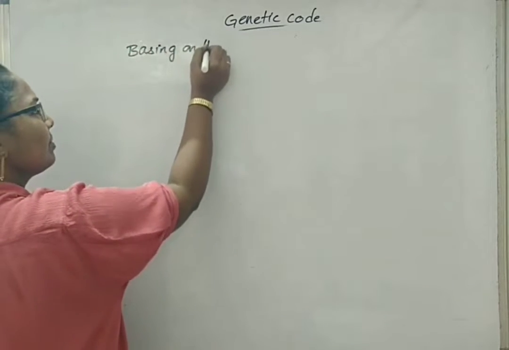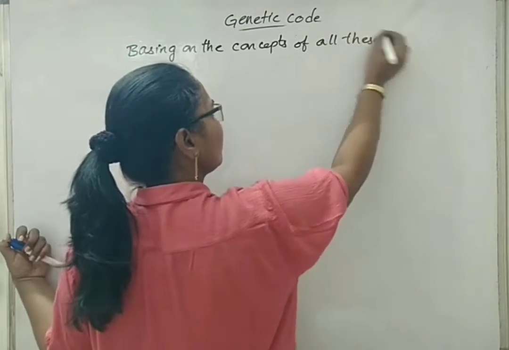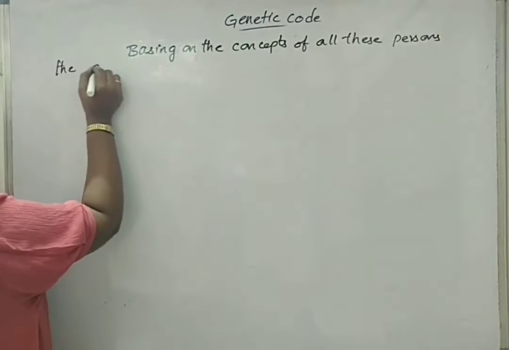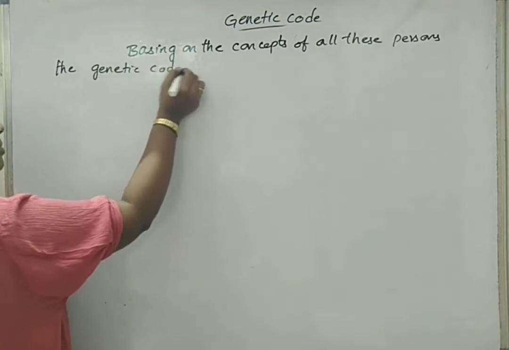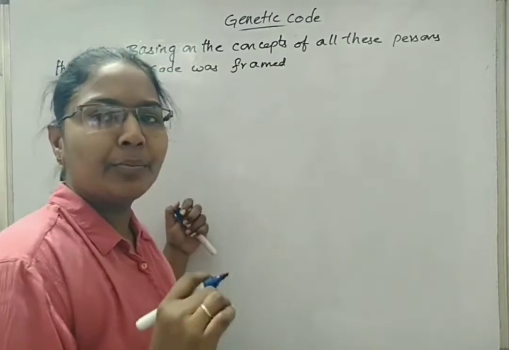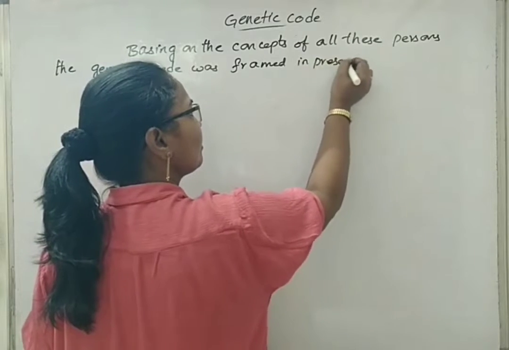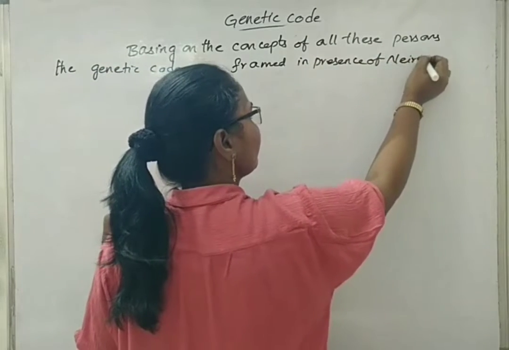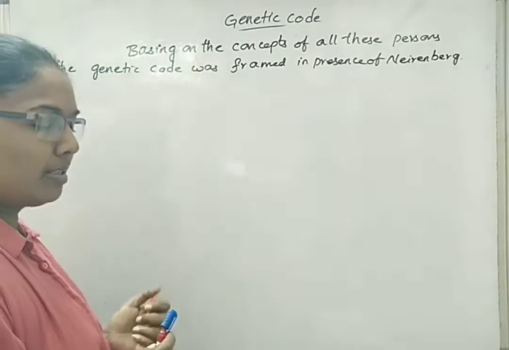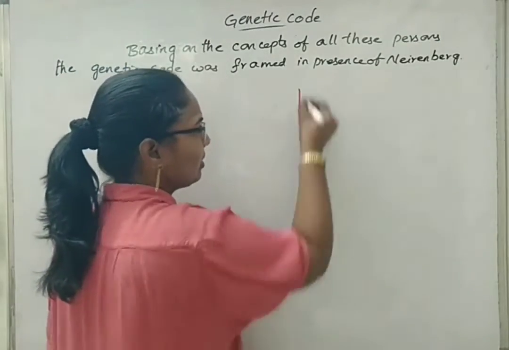Based on the concepts of all these persons, the genetic code was framed. It is said that it was framed in the presence of Nirenberg. But the idea was including all the propositions of all types of scientists and persons involved in the explanation of this genetic code.